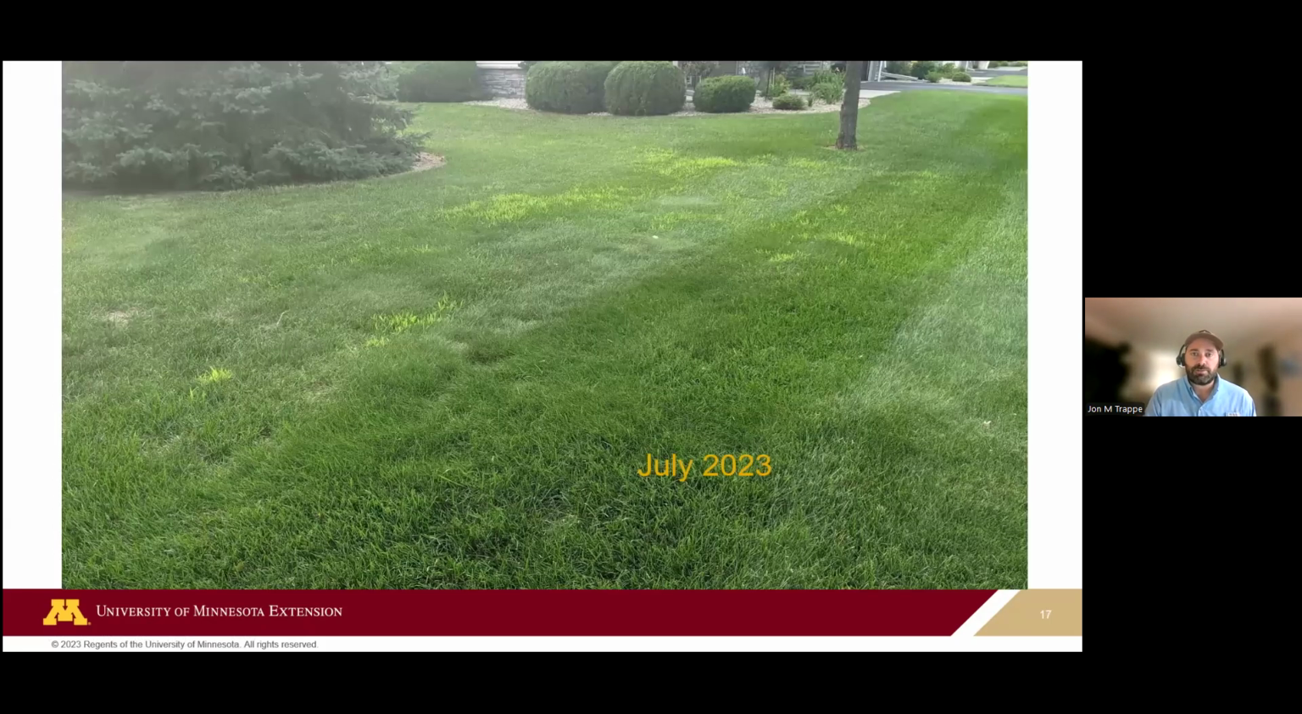Most of this lawn in particular, by the following growing season, most of that had recovered. Snow mold very rarely causes total death of the lawn, especially if you're using more snow mold resistant turfgrass species like the fine fescue or Kentucky bluegrass.